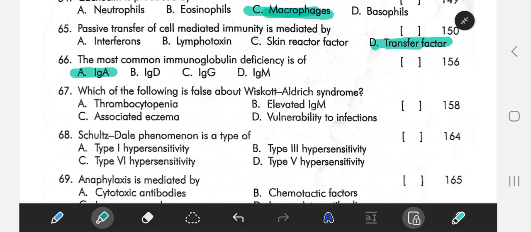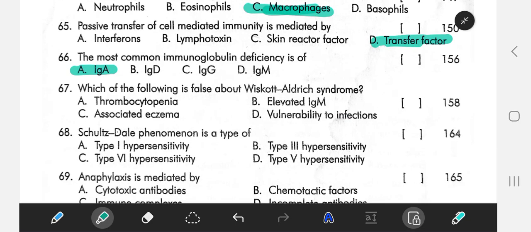Question number 67. Which of the following is false about Wiskott-Aldrich syndrome? Option A. Thrombocytopenia, B. Elevated IgM, C. Associated eczema, D. Vulnerability to infections. Elevated IgM.